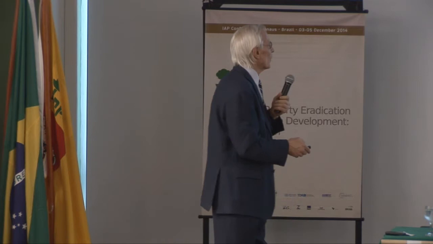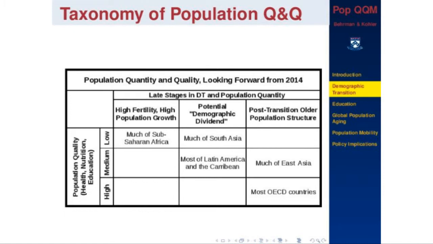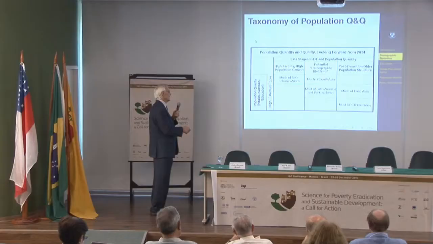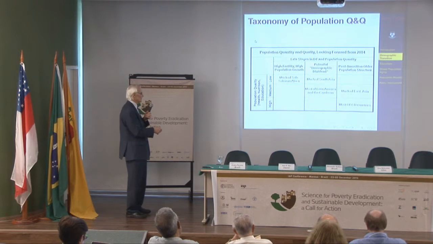So thinking about population and the way the world varies, we find it useful to distinguish between various stages in the demographic transition. There are still some high fertility, high population growth areas, much of which is in sub-Saharan Africa, much of which also has fairly low population quality. There are some areas which face the potential of a demographic dividend, much of South Asia and of Latin America. And the post-transition older population structure, much of East Asia and most OECD countries. And what the issues and the problems are differ depending upon which of these contexts we're talking about.